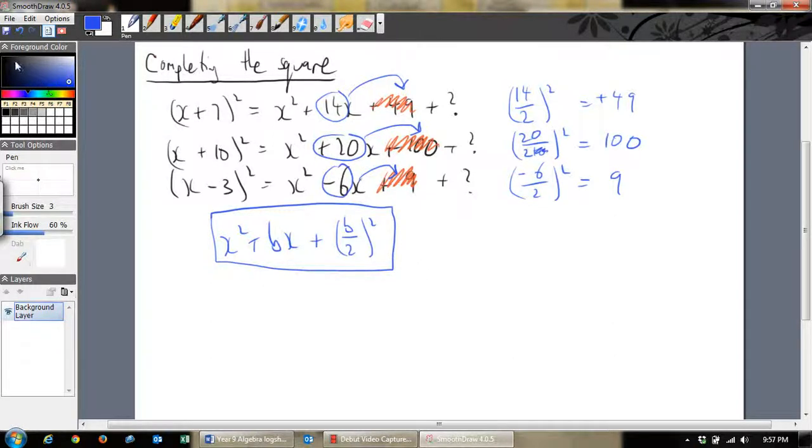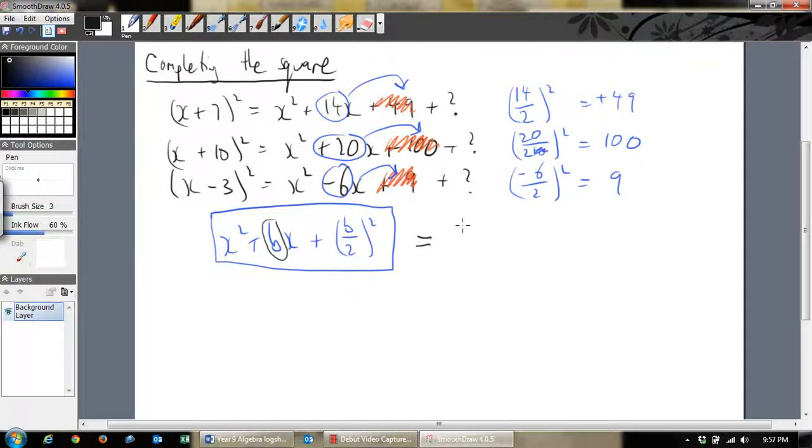What is that? Strange. In general, this is how you complete the square. If you've got some number in front of x, which is called b, to create a perfect square out of that, you will add b divided by 2 and square it, and that will create a perfect square.